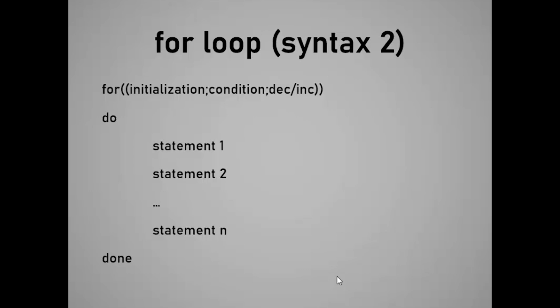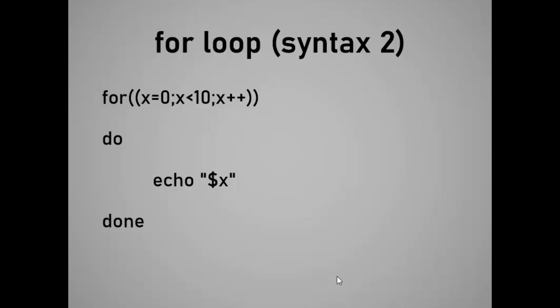Third, the increment or decrement, how you are going to change that value, if you want to increment it or decrement it. For example, here we have taken a variable x whose initial value is 0. The condition is that the value of x should change from 0 till it is less than 10. The moment the value becomes 10, the for loop will exit. And I'm going to increment by 1.